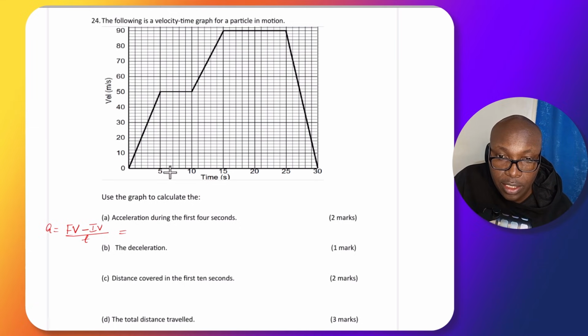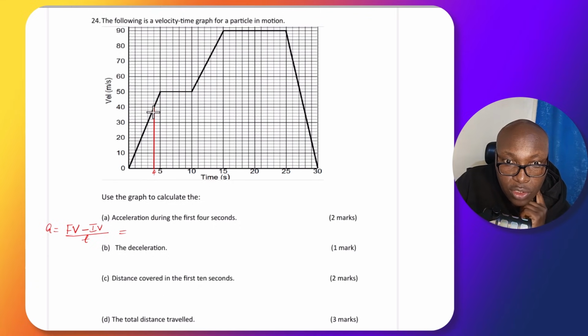So in this case, we want the first 4 seconds. So look at the scale in the x-axis. You can see 1 centimeter here represents 5. So 1 small square here is 1. So you have 1, 2, 3, 4. So 4 seconds. We need it up to that point. So that is why we have 4 seconds. So we need to get the final velocity.